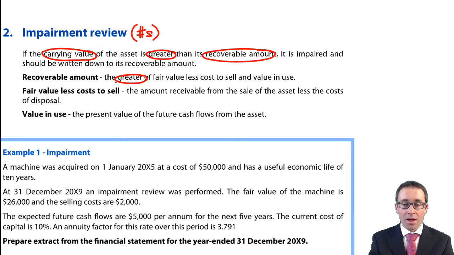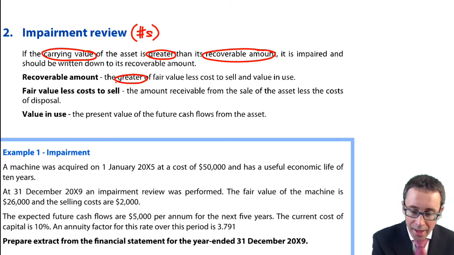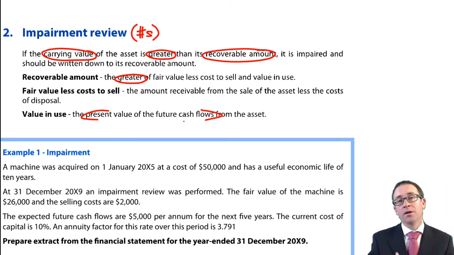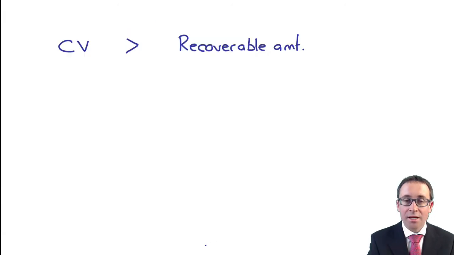Okay, so again, it goes through there, gives you a bit more detail about fair value less cost to sell. Fair value less cost to sell is the amount receivable from the sale, less the cost of disposal, marketing costs, any disposal costs that there may be. Value in use, I think that could be examined. Present value of the future cash flows. So what net cash flows, we should be specific, do we get in the next 5 years, and discount them back to present value.